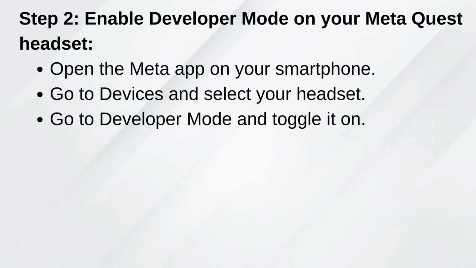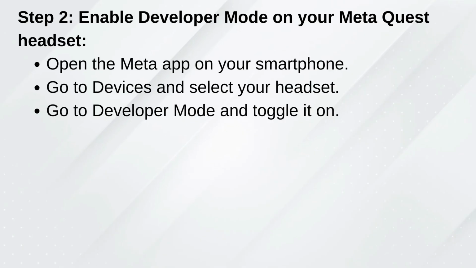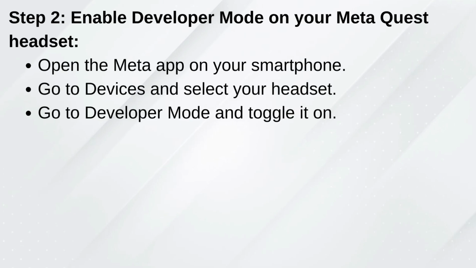Step 2. Enable developer mode on your Meta Quest headset. Now, open the Meta app on your smartphone. Tap on Devices, then select your headset. Next, go to developer mode and simply toggle it on. This will allow your headset to connect and install apps like SideQuest.